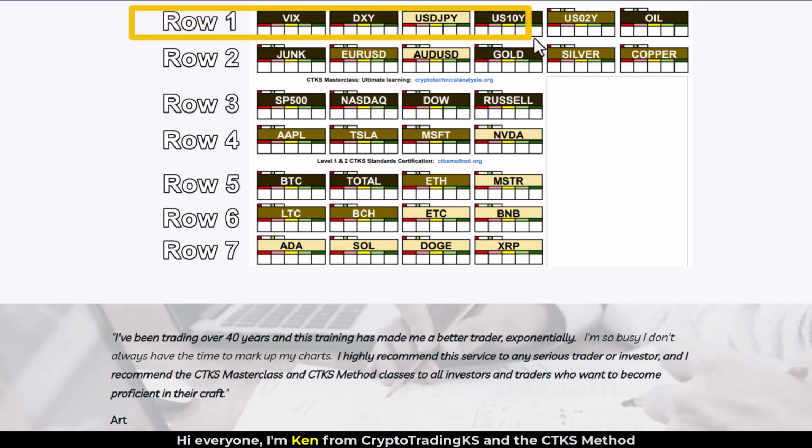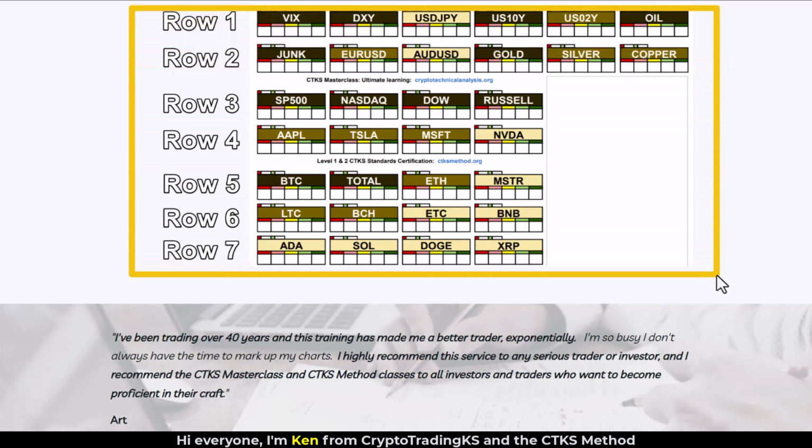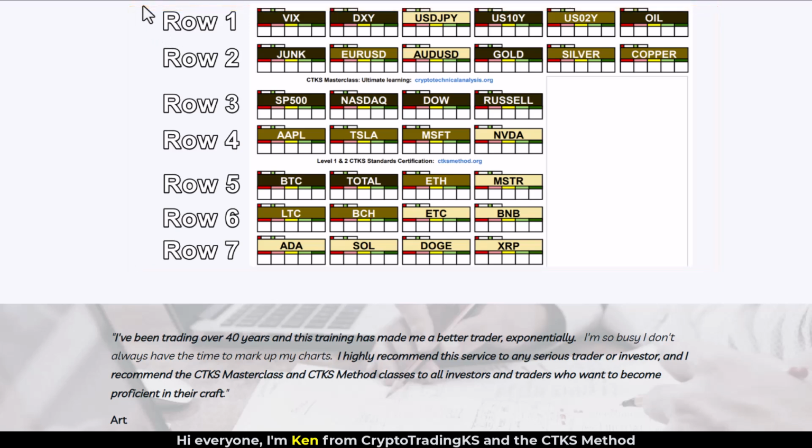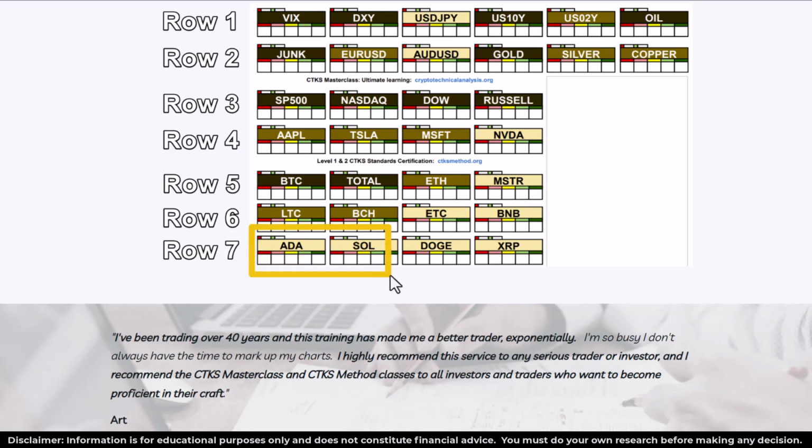Intercorrelation and interconnection are incredibly important things for traders and investors to understand. If you're looking at Bitcoin and saying, why is Bitcoin going up? Or for example, Tesla. Why did Tesla go up? Why did Microsoft go up? Why did NVDA go up? Or in the crypto space, why did ADA, Solana, Doge, or XRP go up or down? The answer is inside the cheat sheet.